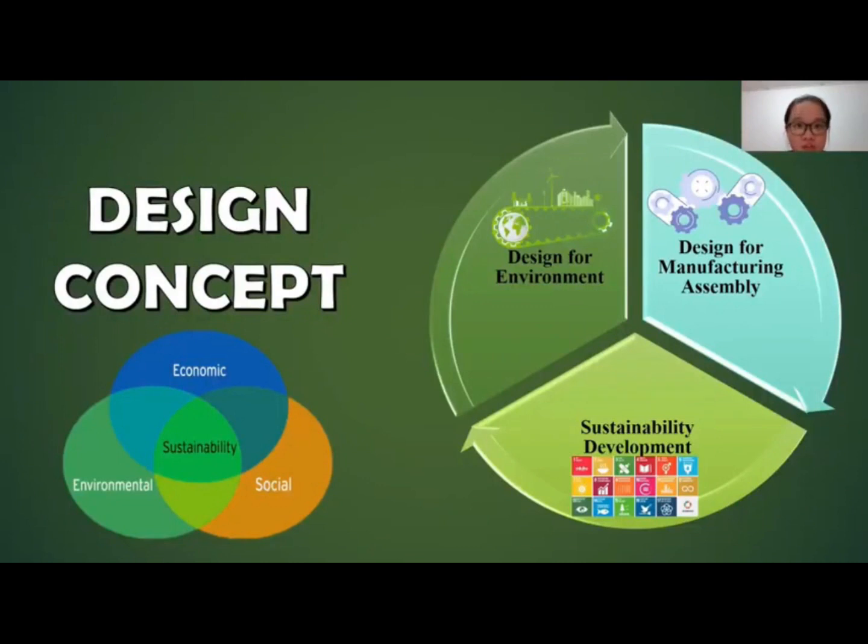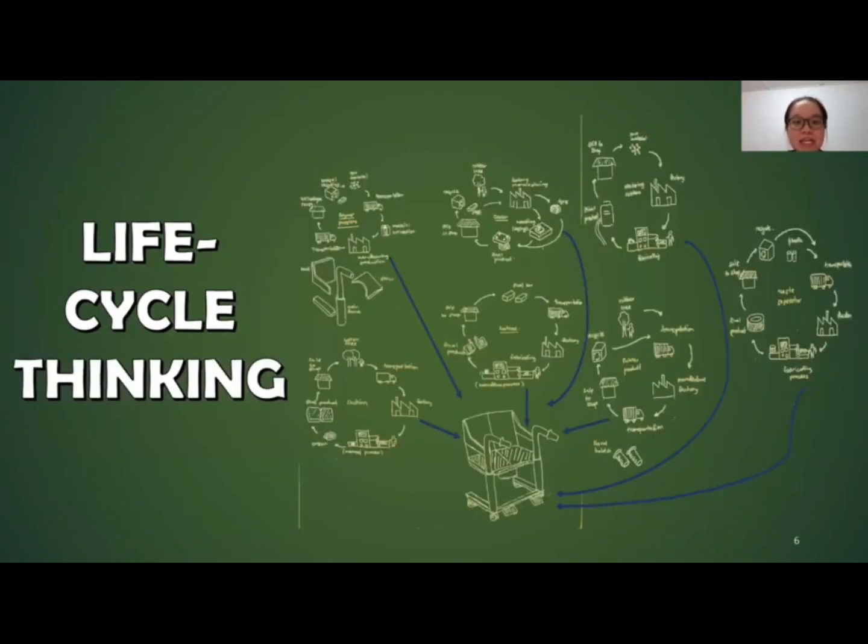Next, before kickstarting the design of this product prototype, the reconfigurable toilet chair, the design concepts applied in this product are design for environment, design for manufacturing and assembly, and sustainability environment. This is the life cycle thinking of this product. The life cycle thinking involves 5 different phases, which are resource extraction and refining, manufacturing, packaging and distribution, use, and also end of life of the product.